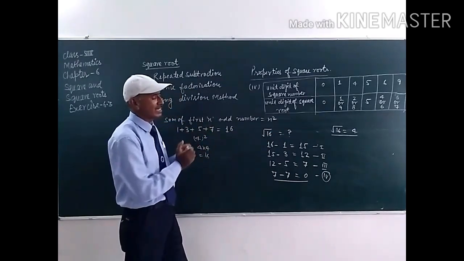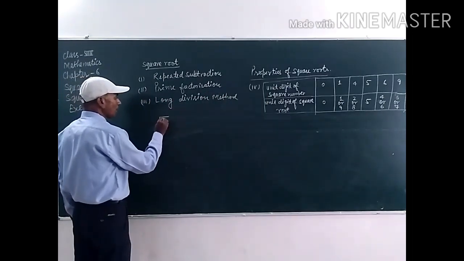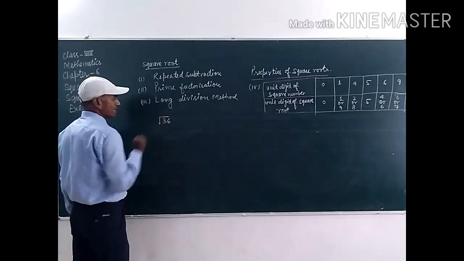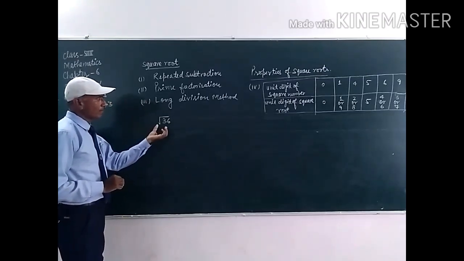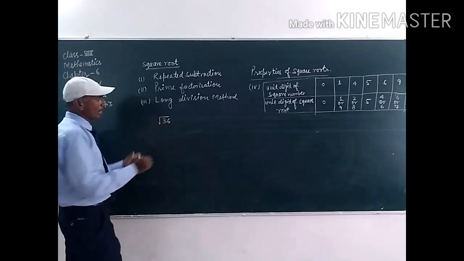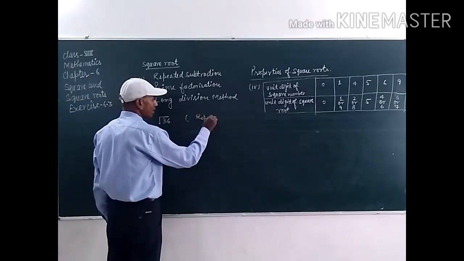Now, take another example, student. Find the square root of 36. Clear, student? This one is 36. We have to find the square root of this number using the repeated subtraction method.